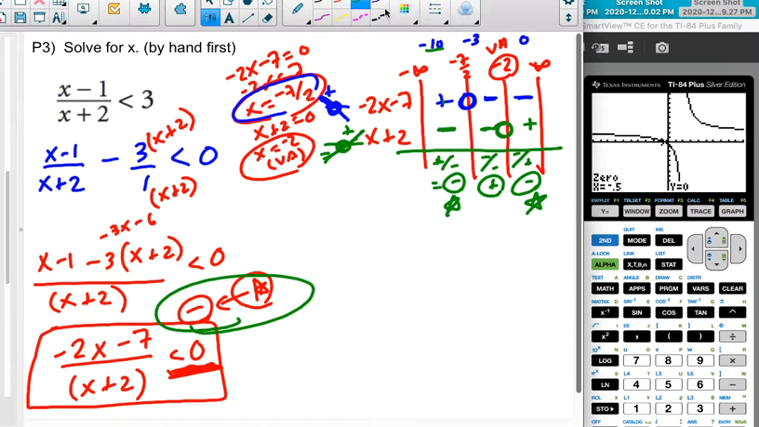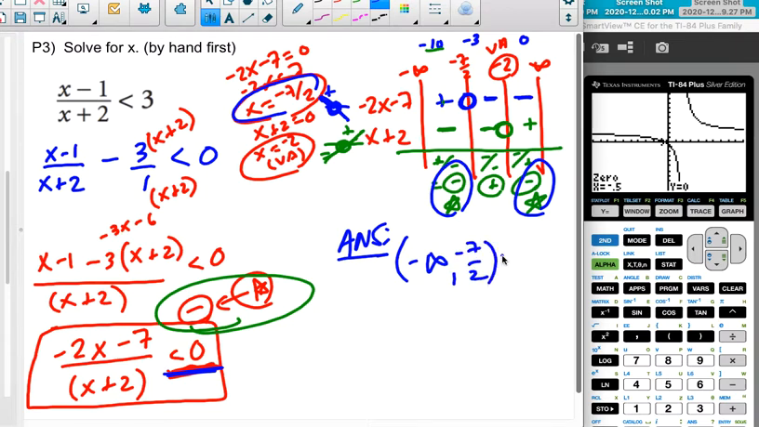But remember, you can't include the vertical asymptote. So this guy was a vertical asymptote. And actually, it won't matter in this point at all because neither is included. So never mind. It doesn't really matter. So my answer, right, since it doesn't say equal to, I don't really have to worry about the asymptote too much. Negative infinity to negative 7 halves, and again, from negative 2 to infinity, right? Those are when those answers are negative.